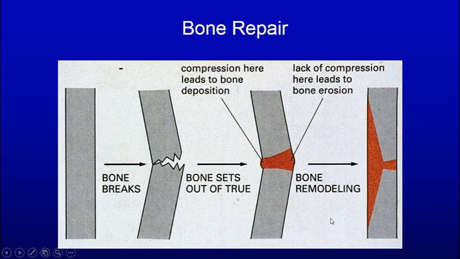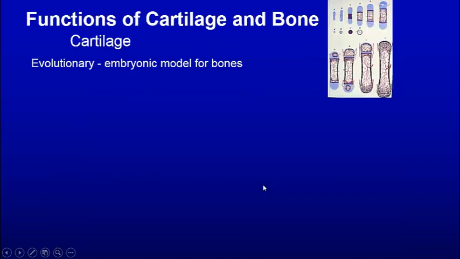And so in terms of repair of bone, it tries to straighten it out. There's some forces that are involved there. When you get more compression here, less there, you get more growth there, it pulls it together. It tries to straighten it out. But of course, we have a cast to keep it straight too.